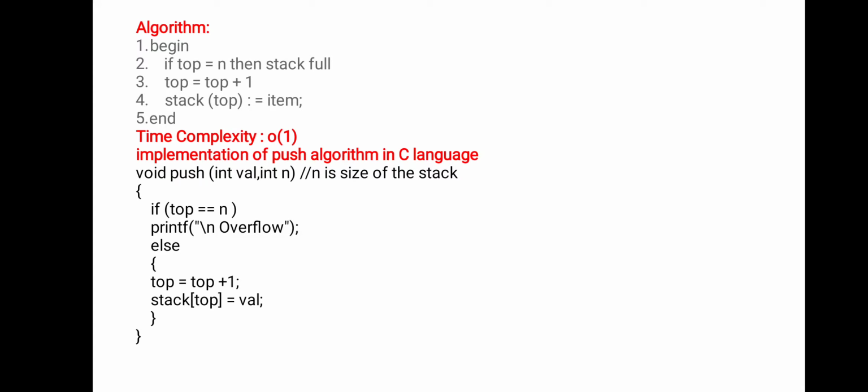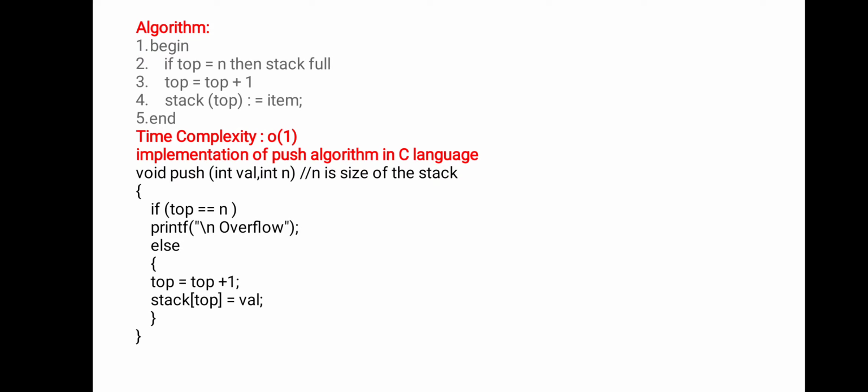And how can we implement a push function using C language? That was the algorithm, step by step, and this is the implementation. It means you have to write some code for the push function. See, first void push. Void is an empty data type which returns no value. Next, push is the function name.